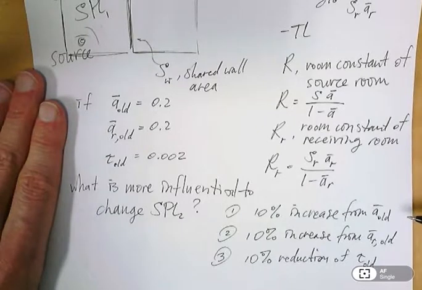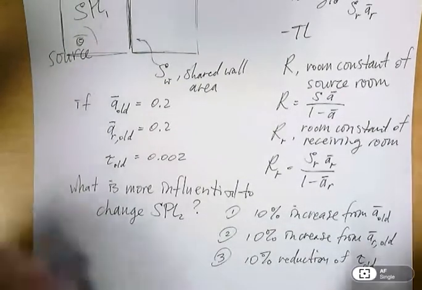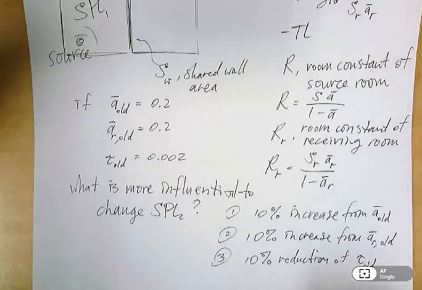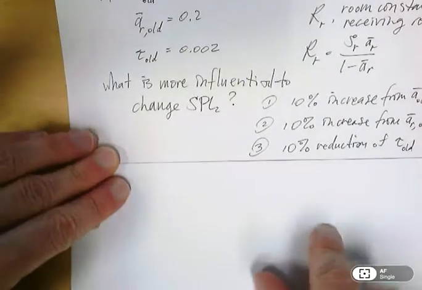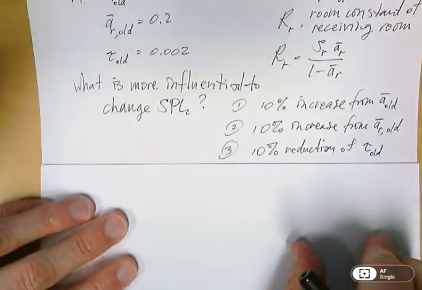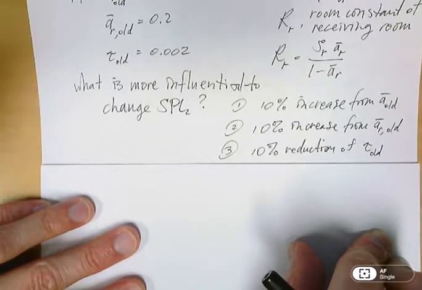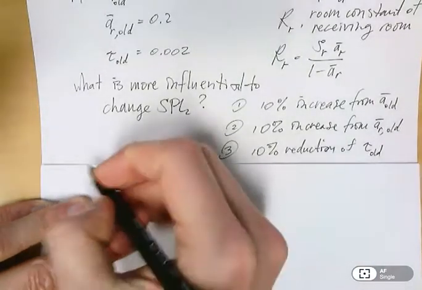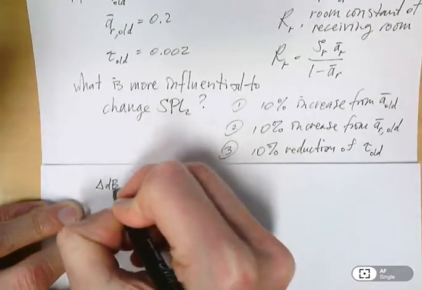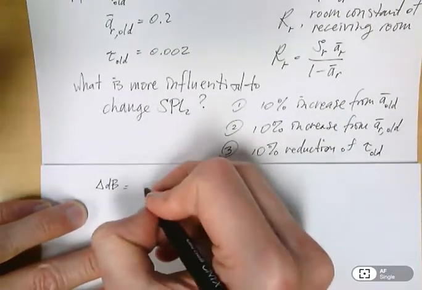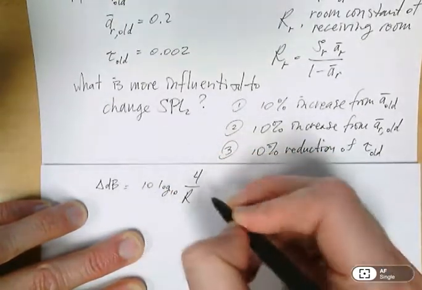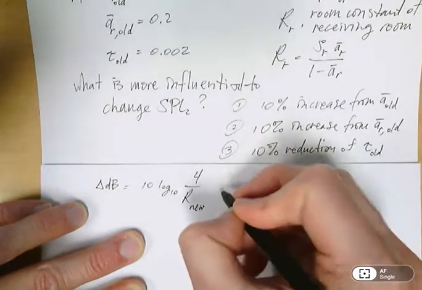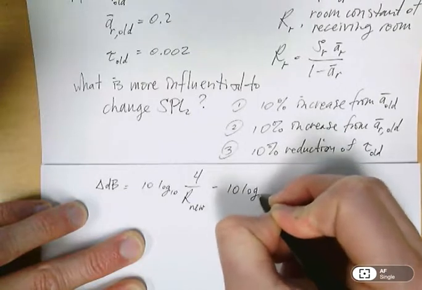Okay, let's solve this. So let's write out a few things that will help us. Let's write out the delta decibel of SPL2 associated with change of the room constant of the source room. So let's write delta dB is equal to 10 log 10 of 4 on the room constant of the source room new, minus 10 log 10 the original. So that would be 4 on R old.